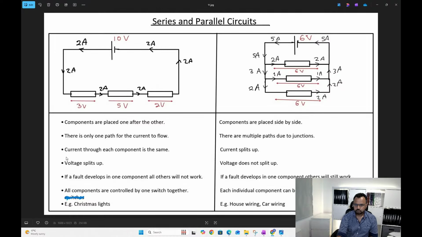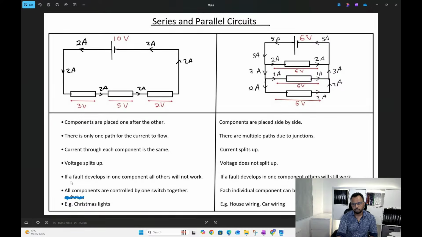In a series circuit, current through each component is the same. Look at it. 2, 2, 2, 2, 2, 2. What about this one? 5 amps come here, and it goes 2 that way, 1 and 3, 5 take away 2, 3 down here, 1 goes that way, 2 amps, all that. So that is splitting up. The voltage splits up. Look, the 10 volts is split up as 3 and 5 and 2. Whereas here, if this is 6 volts, all of them have the same voltage, 6, 6, 6.